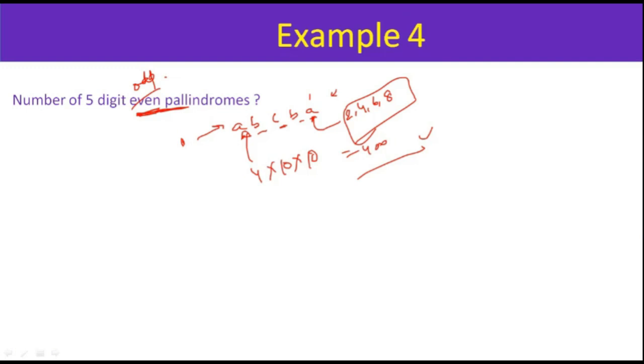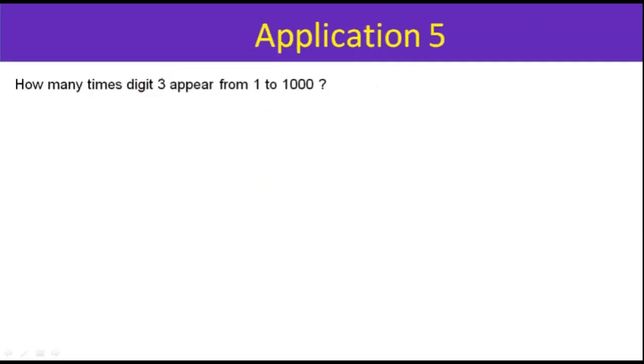Because A would have 5 possibilities now: 1, 3, 5, 7, 9. B could be anything 0 to 9. C could be anything 0 to 9. Right? Now there could be a lot of variants of a similar question, but the concept remains exactly the same. Okay, let's see how many of you can solve this. This is from one of your SimCATs. How many times does digit 3 appear from 1 to 1000? This is a tricky one. Let's see who can answer this.